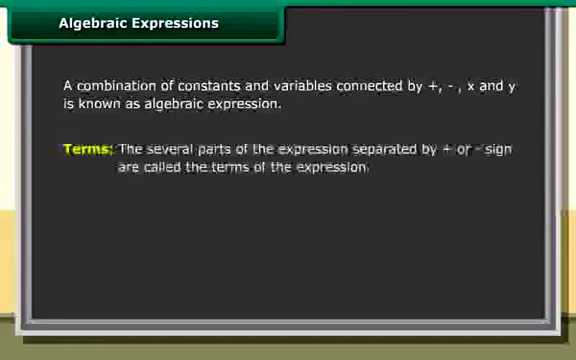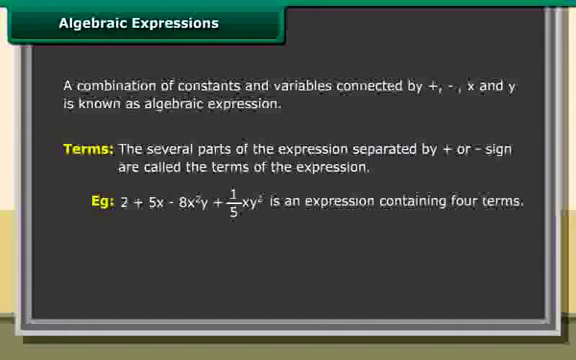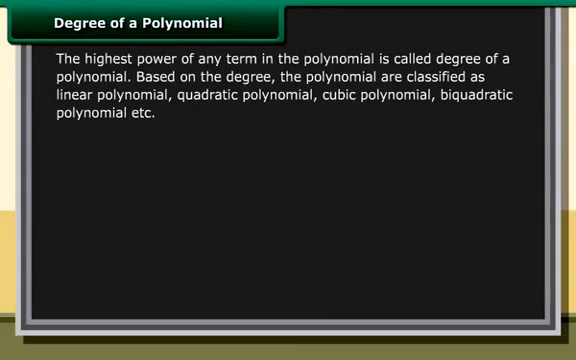Terms. The several parts of the expression separated by plus or minus sign are called the terms of the expression. Example, 2 plus 5x minus 8x square y plus 1 upon 5 xy square is an expression containing 4 terms. They are 2, 5x, minus 8x square y, and 1 upon 5 xy square. Degree of a polynomial. The highest power of any term in the polynomial is called the degree of a polynomial.